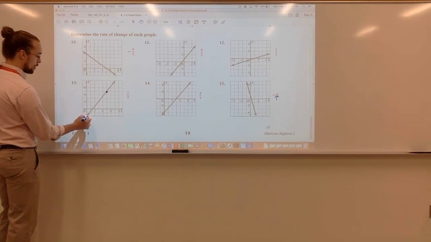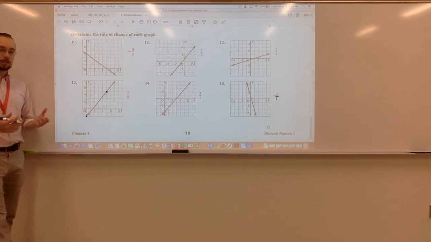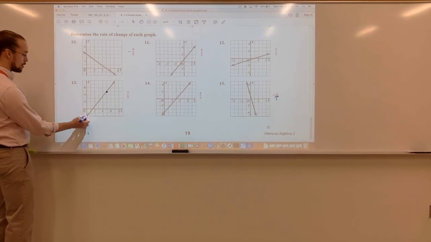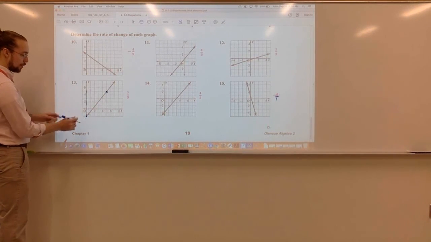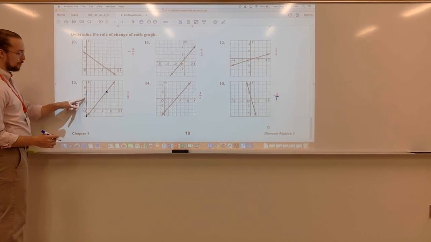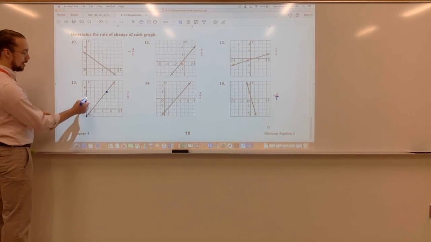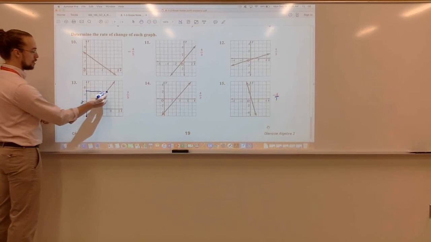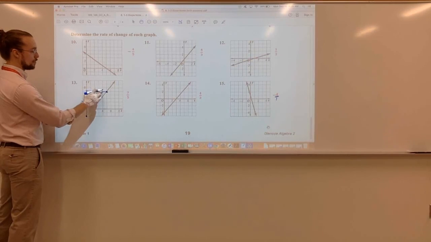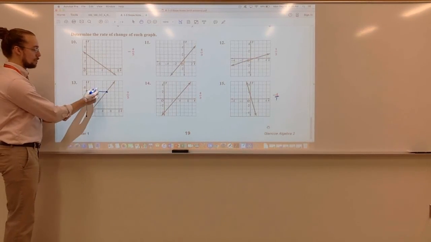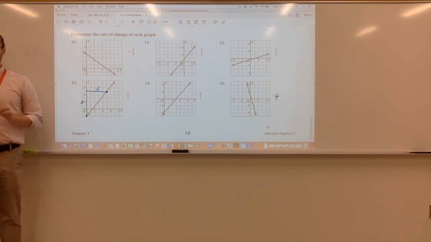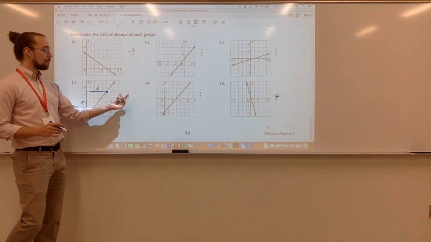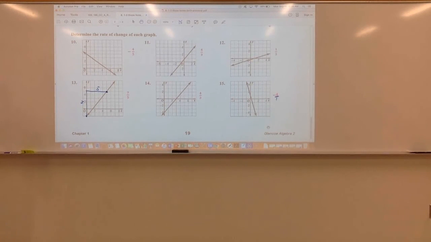Once we do that, then we look at how far we change in the y and how far we change in the x. So from this point all the way up to here, I go up 1, 2, 3, 4, 5, 6, 7, and then I go over 1, 2, 3, 4, 5. So my rise is 7, my run is 5, and my line is going up. So my final answer should be positive 7 over 5.